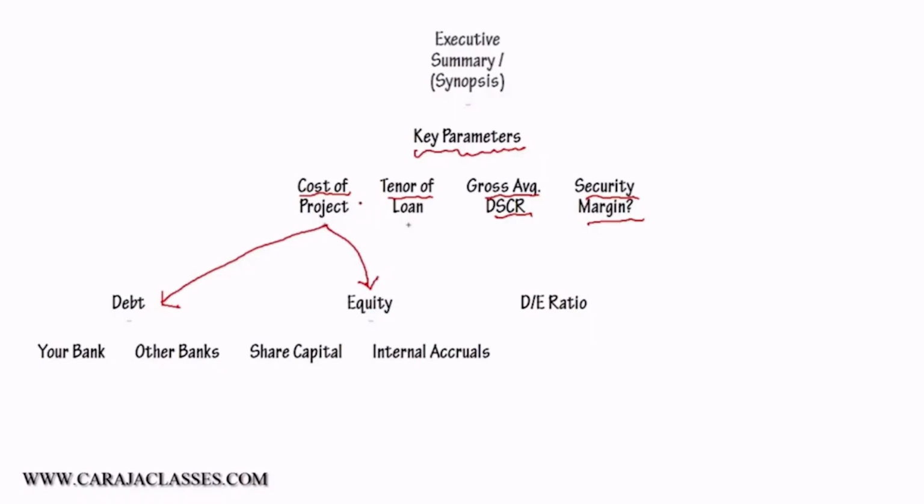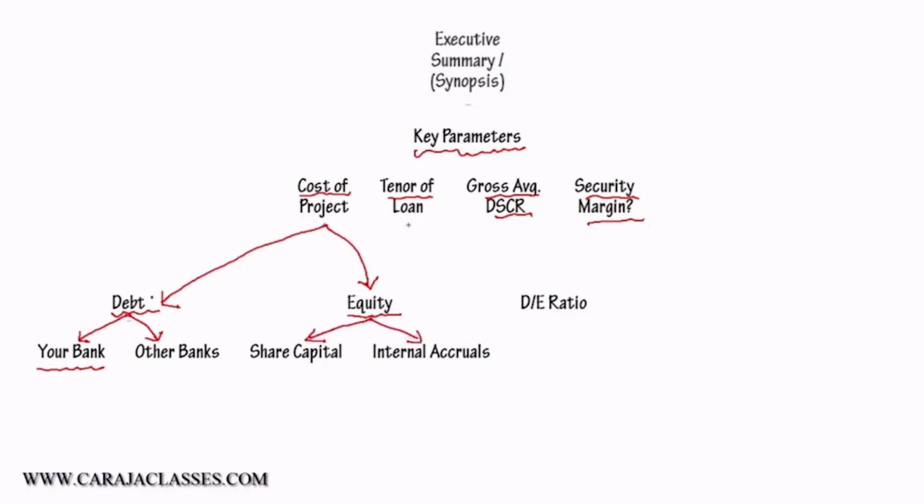I mean, the sanctioning authority is interested in knowing at the executive summary level. Because we'll be talking about the cost of project in detail in the following stages, but in executive summary they are interested in knowing how much is going to come for this project from debt and how much from equity, and out of that debt how much they are proposing with your bank and how much they are proposing with other banks. So this is the loan they are asking for, and how the owner's contribution is coming in, that is, how much is coming in the form of share capital, and how much is coming from internal accruals.